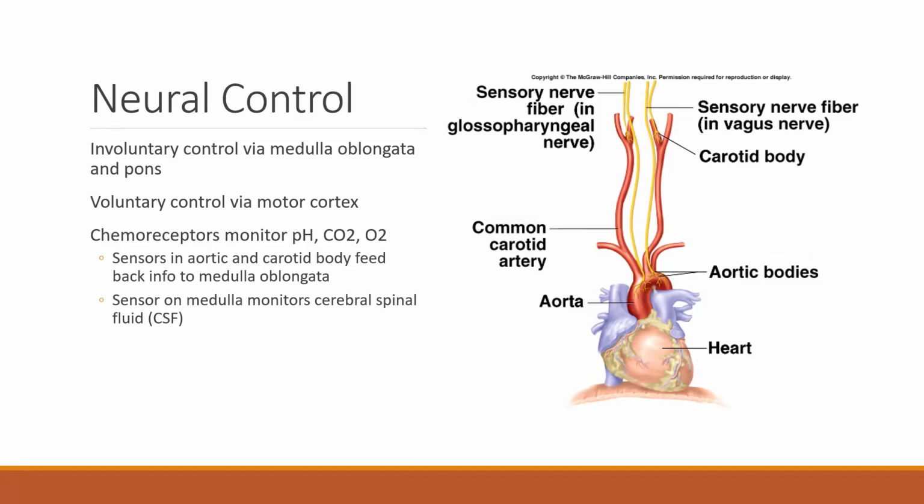Okay, neural control. This is at least a question on the test, maybe two, from what I remember. So neural control, we have different ways of controlling our breathing. First of all is involuntary control via the medulla oblongata and the pons. That's our normal, you're just sitting here. You don't really have to think about breathing. It just happens. The body knows that, hey, you have a buildup of CO2, I need to get rid of it. So let's just breathe to remove that CO2 and get more oxygen in.